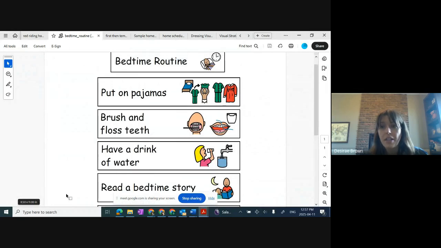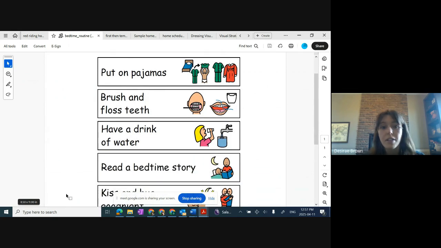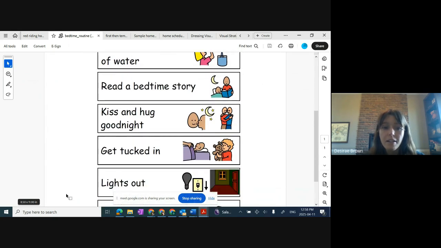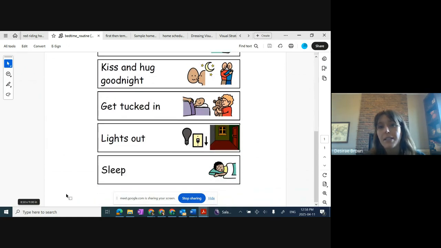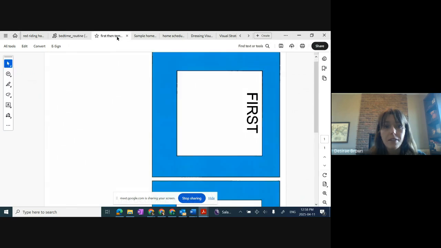So this is an example of a bedtime routine. So again, it goes through the steps. First, you put on your pajamas, then brushing and flossing your teeth, having a drink of water, reading a bedtime story, kiss and hug goodnight, getting tucked in, lights out, and sleep. So you can kind of rearrange the order however you like, or take out things that aren't applicable, or add more things that might be part of your routine. But there's an example of a bedtime routine in the files included.